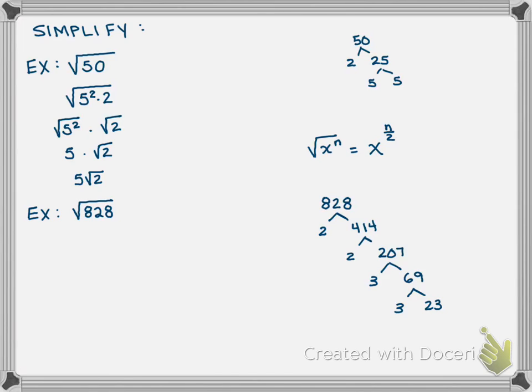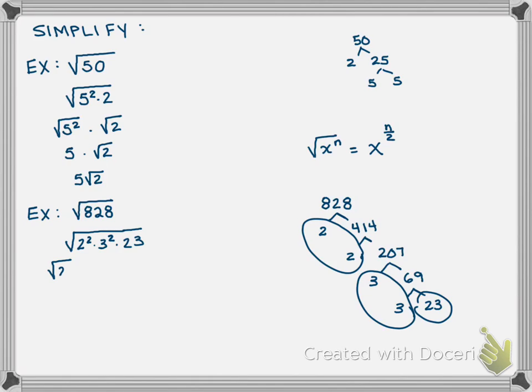So then I'm going to group these. I know that to take the square root, I want to divide the exponent by 2. So I'm going to group these into groups that have an even number of factors. So I've got 2 factors of 2, 2 factors of 3, and then 1 factor of 23. So 2 squared times 3 squared times 23.